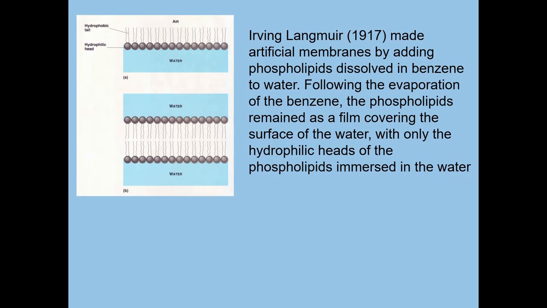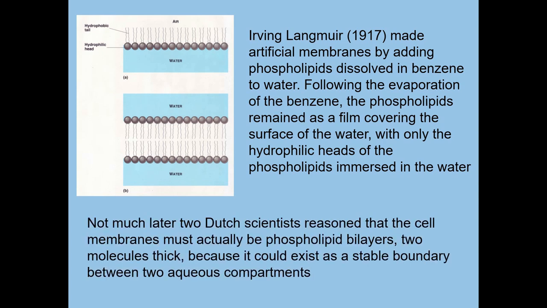In 1917, Irving Langmuir made artificial membranes by adding phospholipids dissolved in benzene to water. Following the evaporation of the benzene, the phospholipid remained as a film covering the surface of the water, with only the hydrophilic heads of the phospholipids immersed in water. Not much later, two Dutch scientists reasoned that the cell membrane must actually be phospholipid bilayers, 2 molecules thick, because it could exist as a stable boundary between two aqueous compartments.